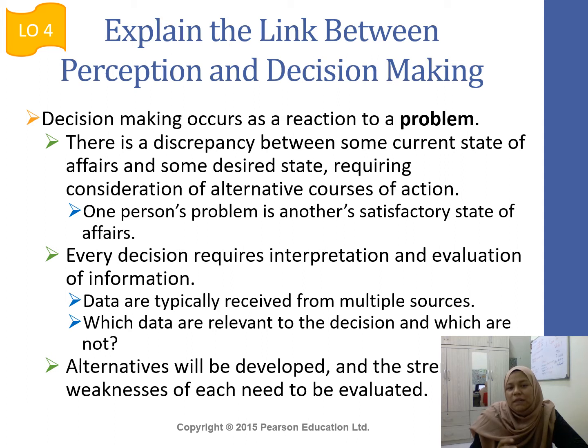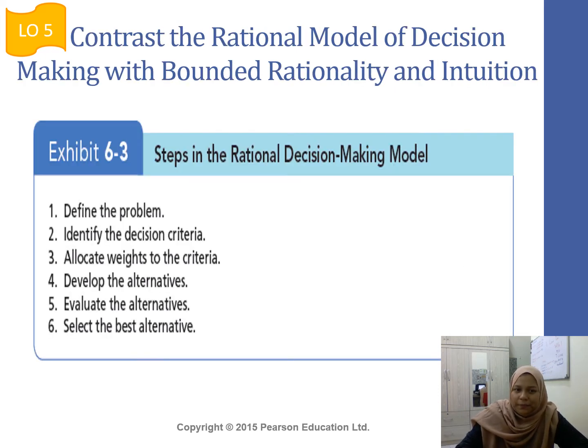Okay, decision making occurs as a reaction to a problem. When there is a problem, we need to solve it, so it comes to decision making. So these are the steps in rational decision making. First, we need to define what the problem is, how big it is, identify the decision criteria, allocate the weight of the criteria, and then we develop alternatives.